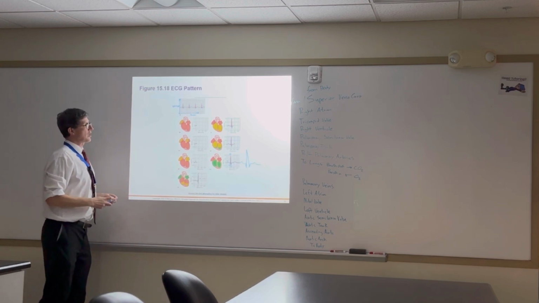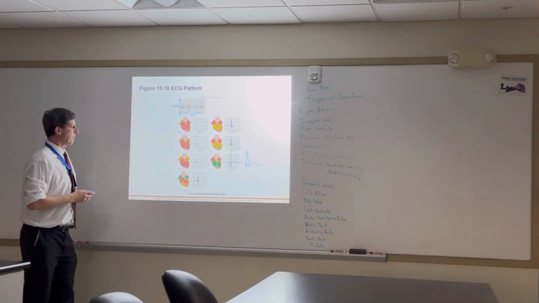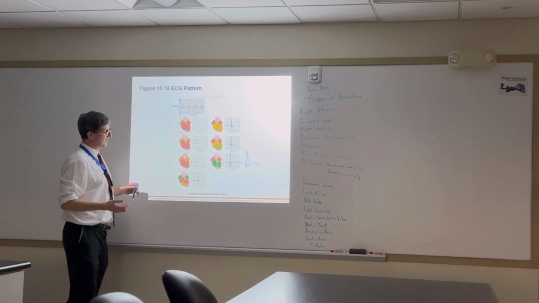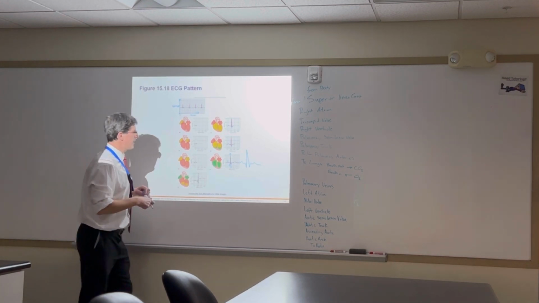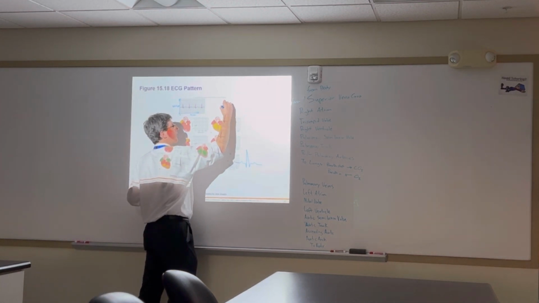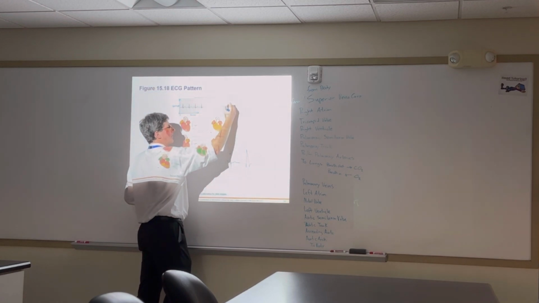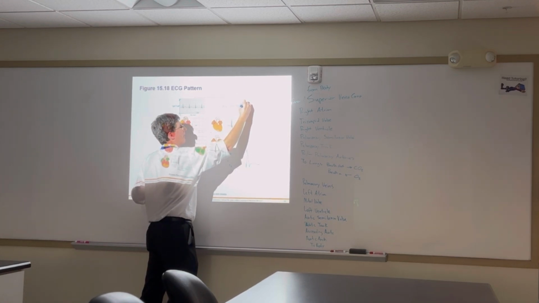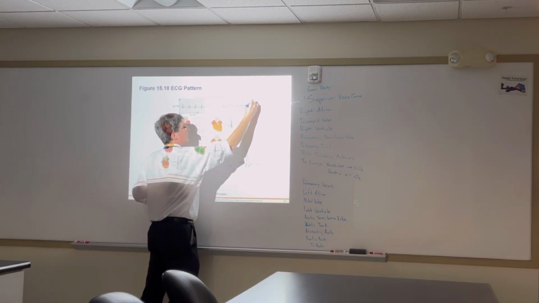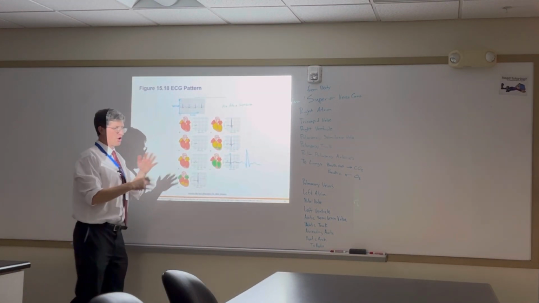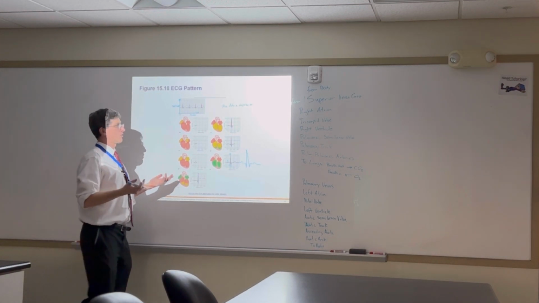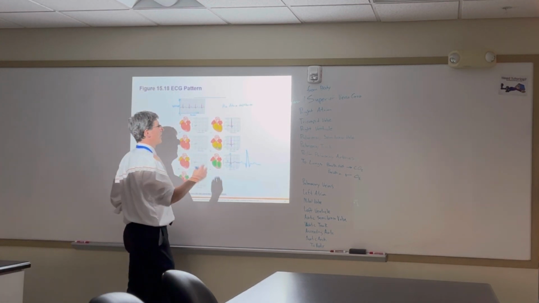So it's the voltage changes in the heart with respect to time. If we look at this, we're going to see that the P wave is when the atria depolarize. Depolarization is the changing of the ions in the muscle right before the atria contract. So this corresponds to atrial contraction.